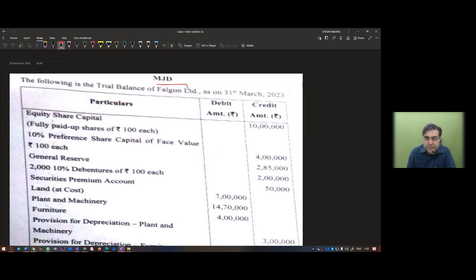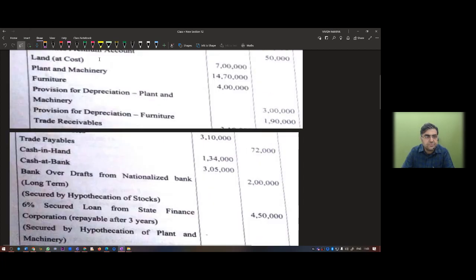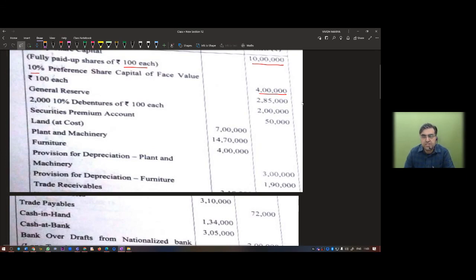The name of the company is Falgun Limited. The year ending is 31st of March 23. Information of 1 year is given only. Equity share capital is 10,000 shares of 100 each. 10% preference share capital is 4,000 shares of 100 each. We are having general reserve. We are having debentures, 2000 debentures of 10%. We are having balance in securities premium. We are having land, non-depreciable asset. We are having machinery and furniture, depreciable asset, and these are provision for depreciation on machinery and furniture contra accounts.